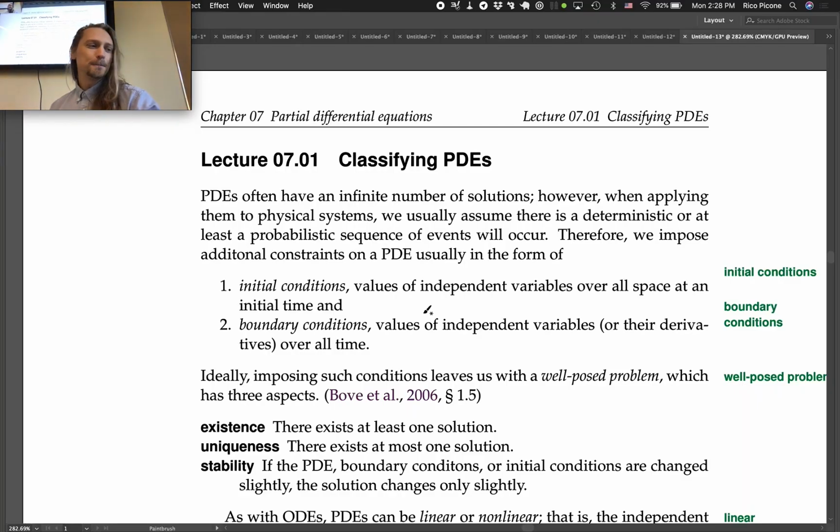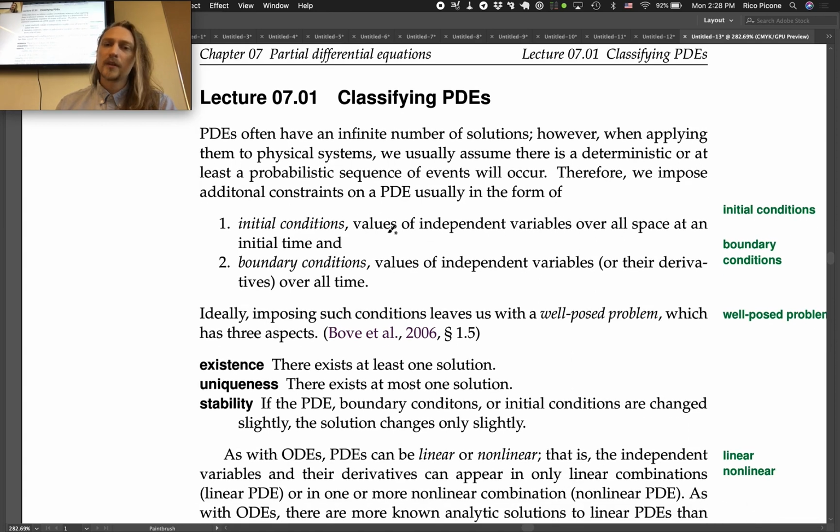Classifying PDEs. PDEs often have an infinite number of solutions. However, when applying them to physical systems, we usually assume there's a deterministic, or at least a probabilistic, sequence of events that will occur. Therefore, we impose additional constraints on a PDE, usually in the form of initial conditions, which are values of independent variables over all space at an initial time, and boundary conditions, values of independent variables or their derivatives over all time.